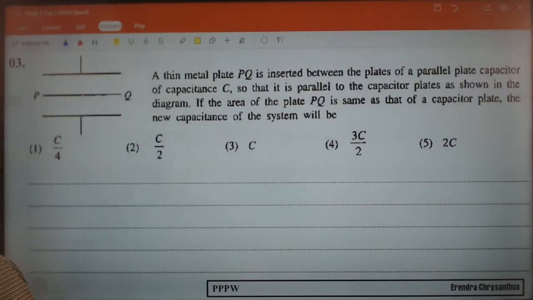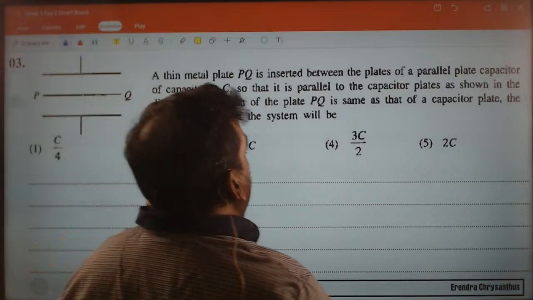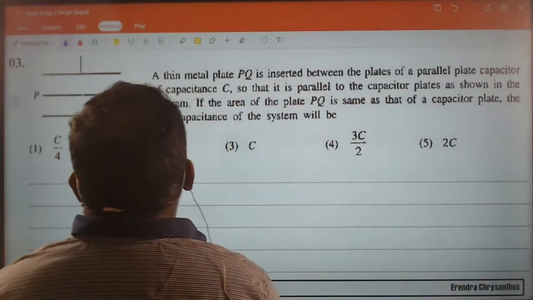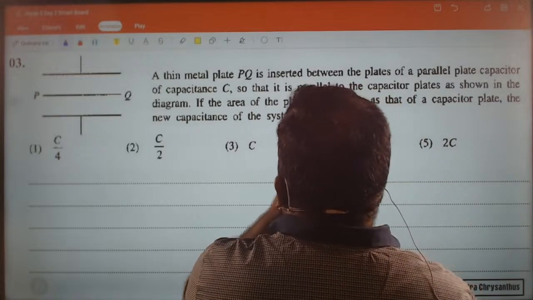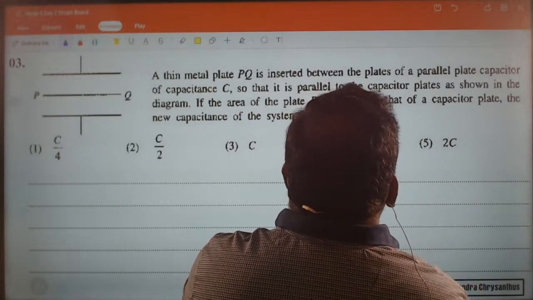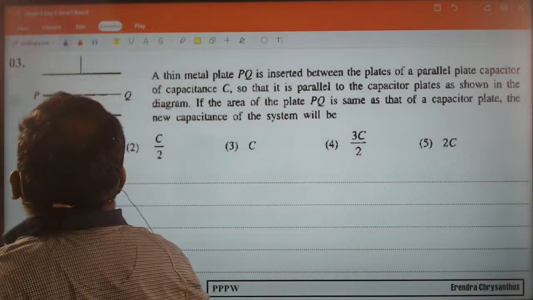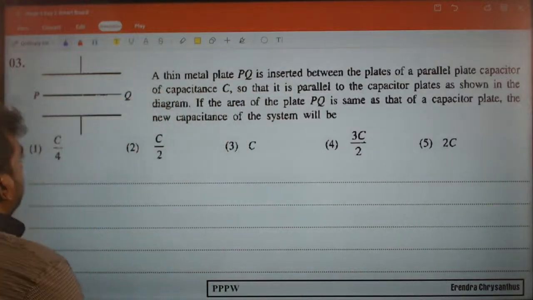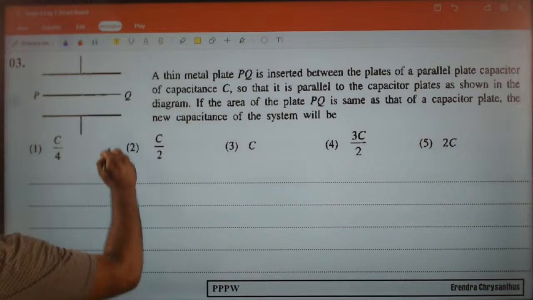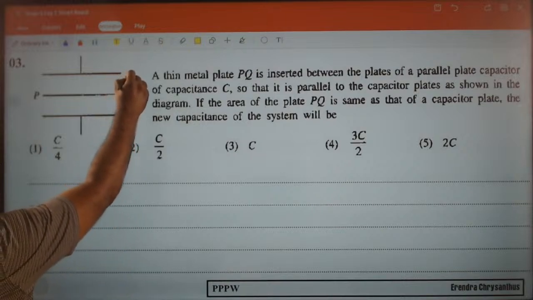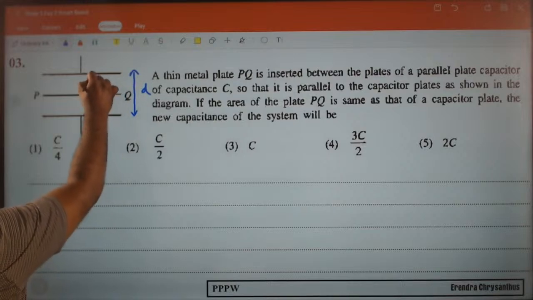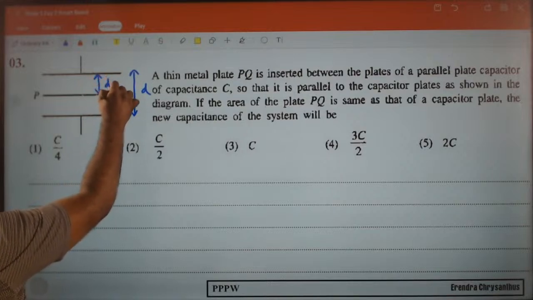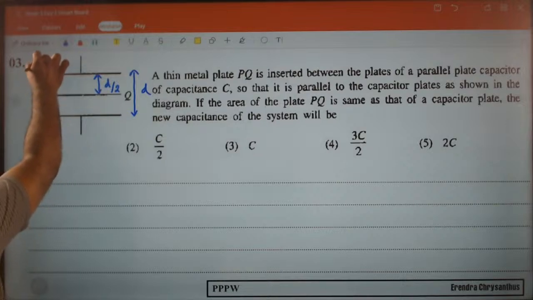A thin metal plate PQ is inserted between the plates of a parallel plate capacitor so that it's parallel to the capacitor plates as shown in the figure. If the area of the plate is the same as the capacitor, the new capacitance is? Look at the board carefully. Earlier the capacitance here was C, the distance here is d. Now the distance here is exactly half, d over 2. Area of the plates is A.